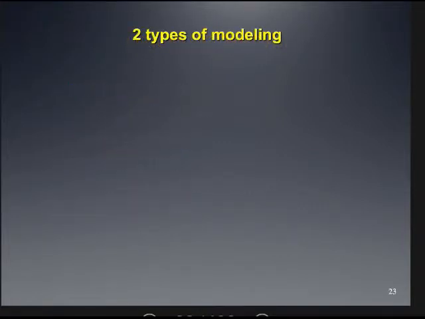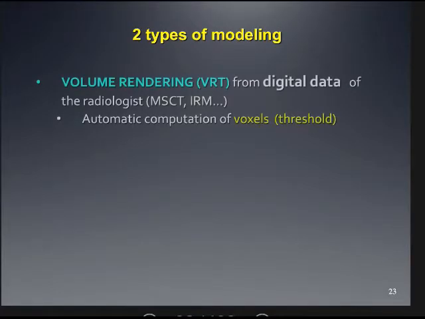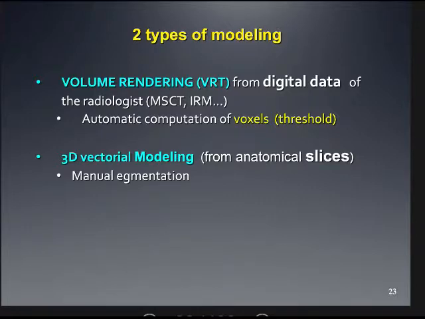Important points, there are two types of modeling. The first type is a volume rendering technique, VRT. This is in digital data. And for this, we perform an automatic computation of voxels by thresholding. The second type of modeling is a 3D vectorial modeling, and this is not from digital data, but from anatomical slices. And for this, we have to do a manual segmentation.